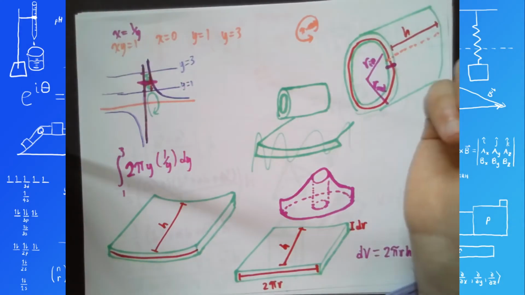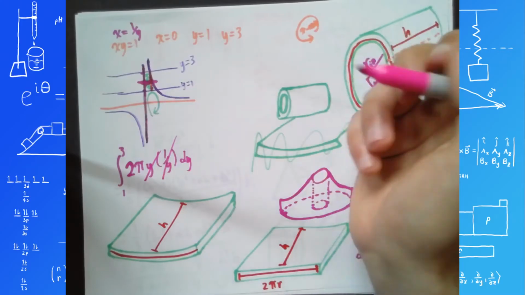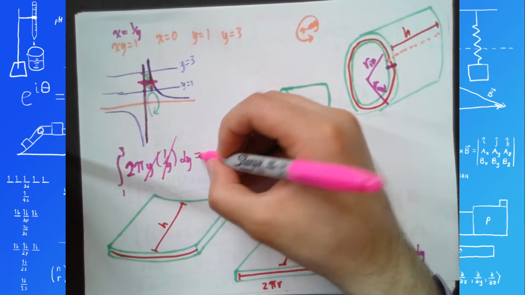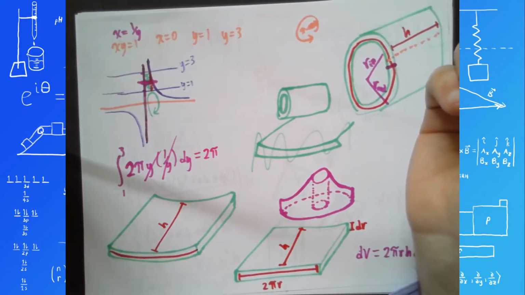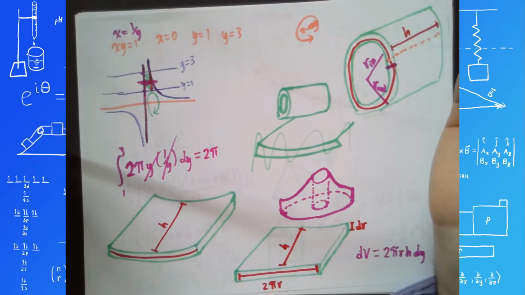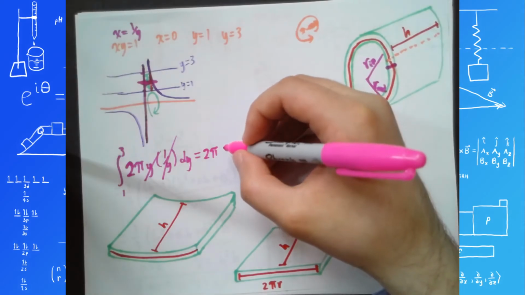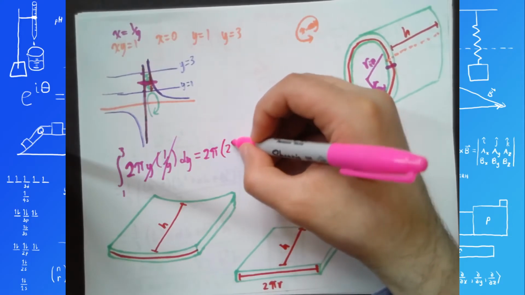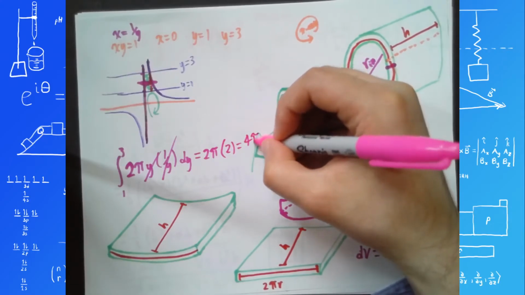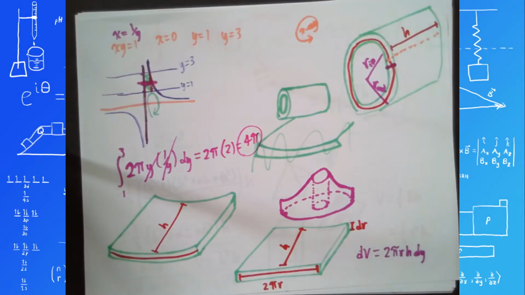So y and 1 over y cancel out. How convenient. And the 2 pi is a constant, which we can factor out of the integral. So we're left with 2 pi times the integral from 1 to 3 of dy, which is just y evaluated from 1 to 3, which is 3 minus 1 is 2. So we're getting a volume of 4 pi.